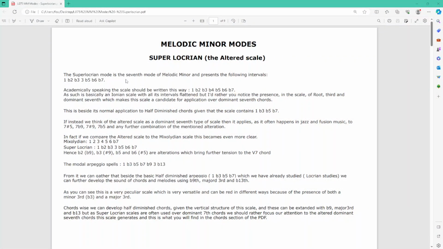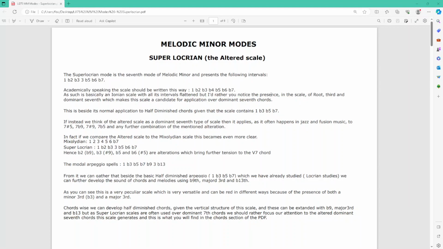So the Super Locrian mode is the 7th mode of melodic minor and presents the following intervals: 1, flat 2, flat 3, 3, flat 5, flat 6, flat 7. Academically speaking, the scale should be written this way: 1, flat 2, flat 3, flat 4, not third, flat 5, flat 6, flat 7. As such, it's basically an Ionian scale, if you think about it, with all its intervals flattened. So an Ionian scale would be 1, 2, 3, 4, 5, 6, 7, and as you can see, beside the root note, everything is flattened.